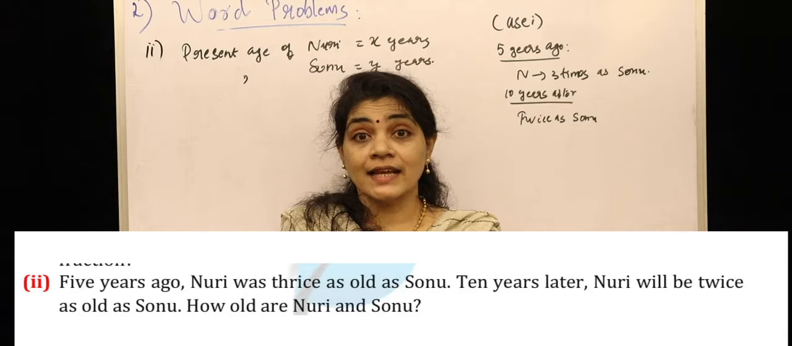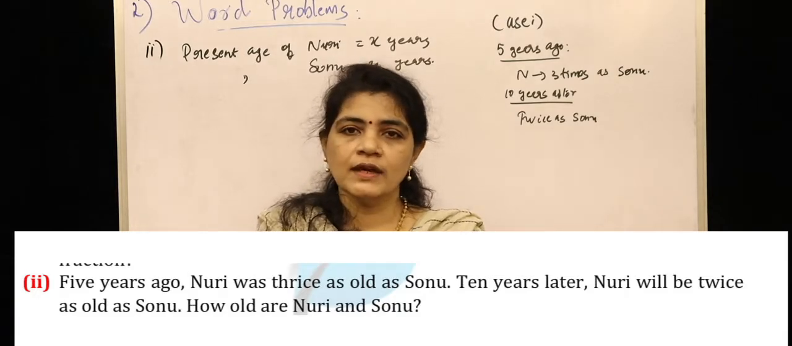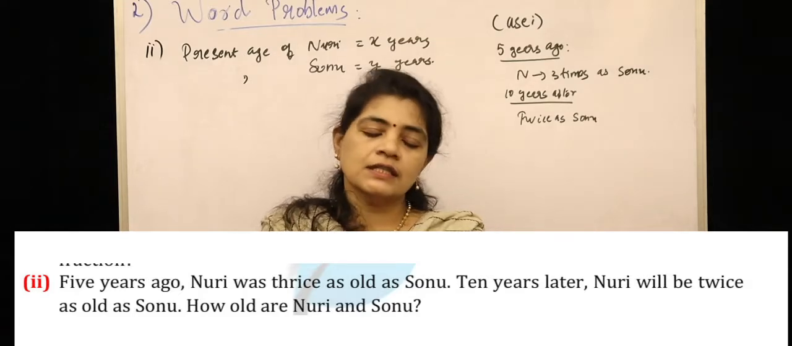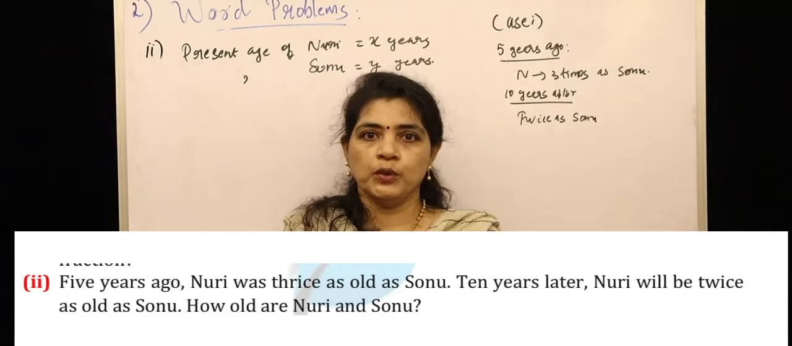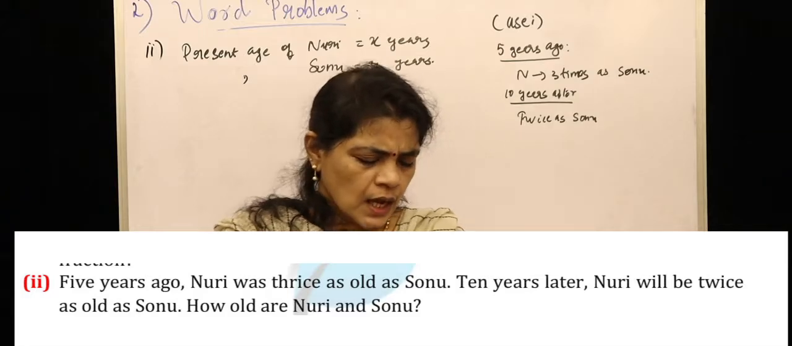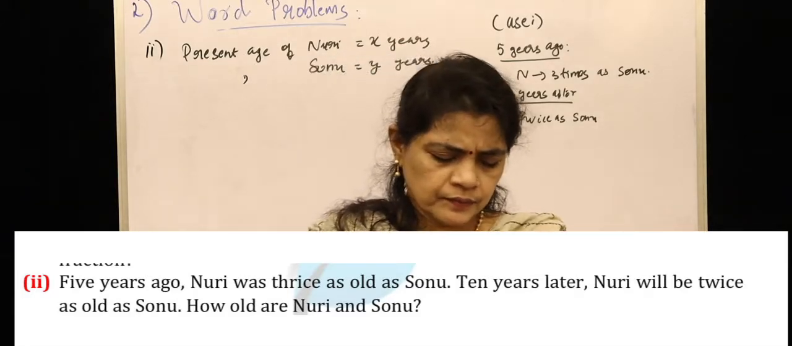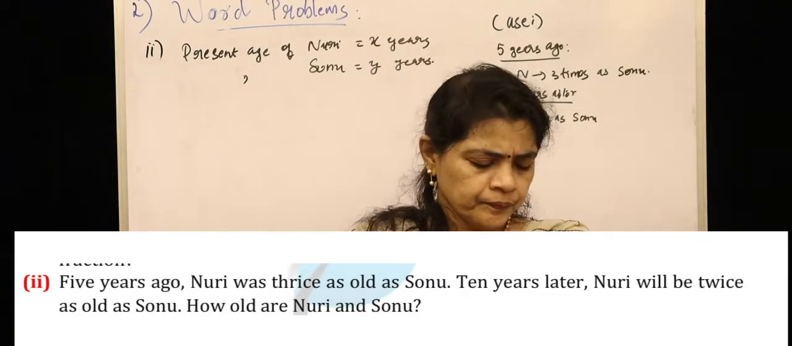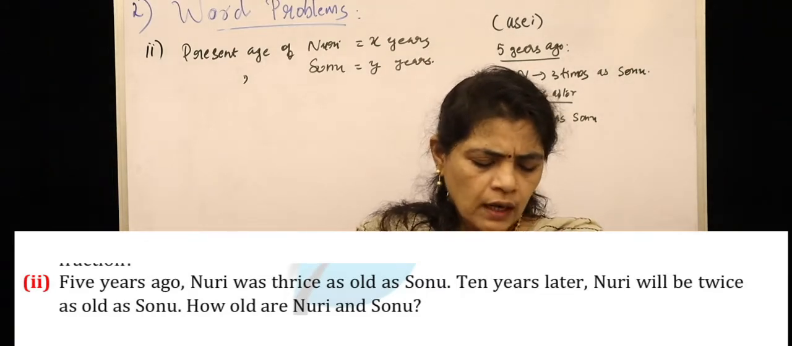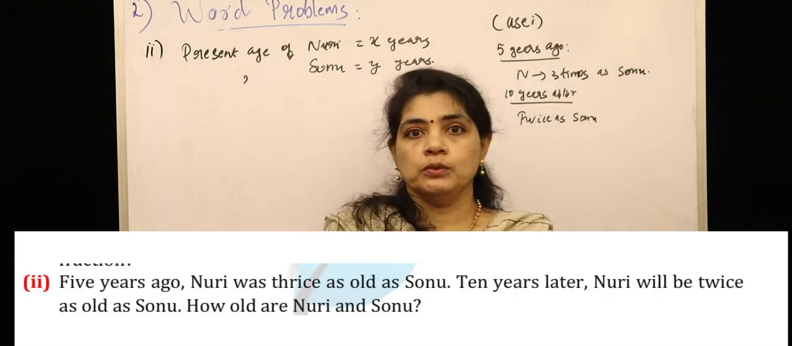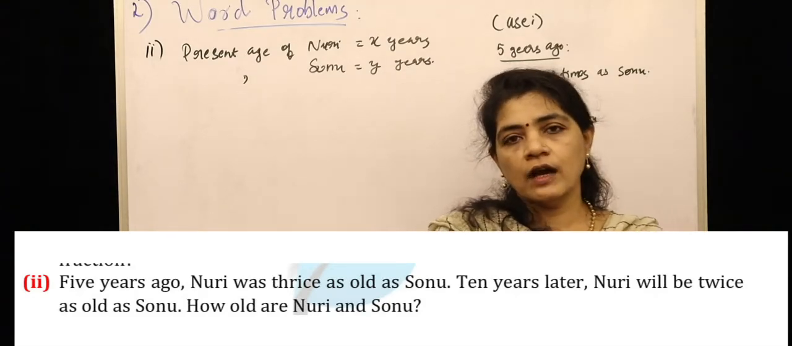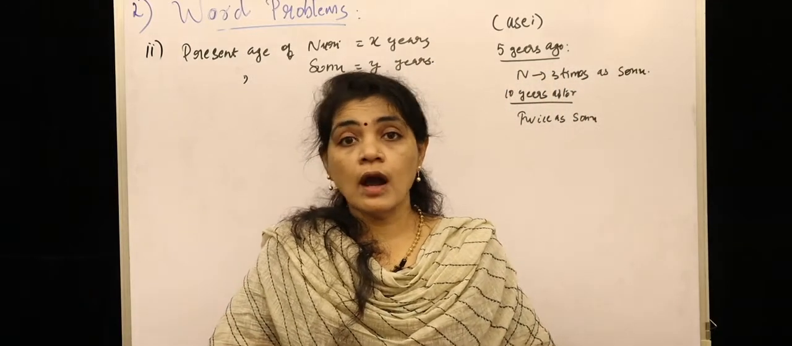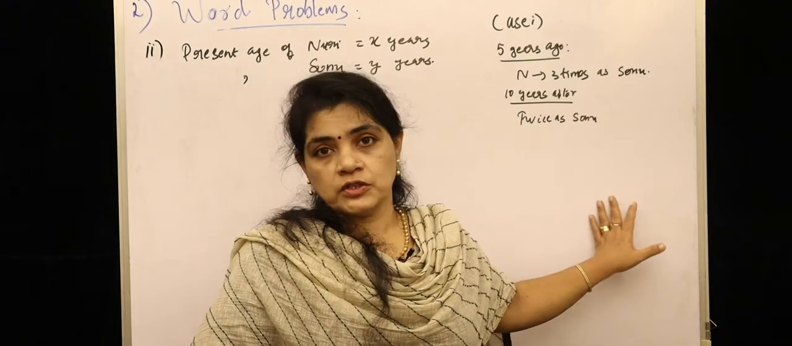Now we are solving the second sub question under the word problems. Let us move to the question. 5 years ago, Noori was thrice as old as Sonu. 10 years later, Noori will be twice as old as Sonu will be. How old are Noori and Sonu? This is what is asked. We have to find out the present ages of Noori and Sonu under the given statements.